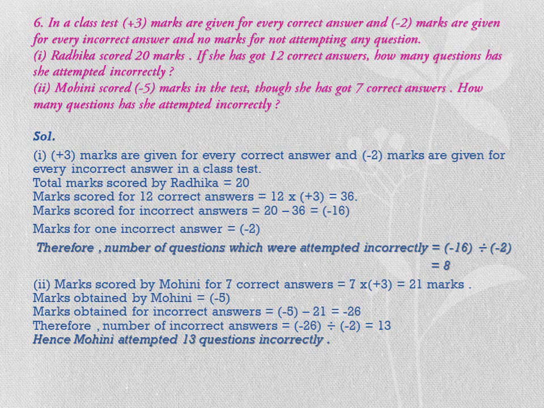Therefore, the number of incorrect answers is equal to negative 26 divided by negative 2, because negative 26 marks she got for incorrect answers and marks for one incorrect answer is negative 2. By dividing these two you will get 13. Therefore, we can see that Mohini attempted 13 questions incorrectly.